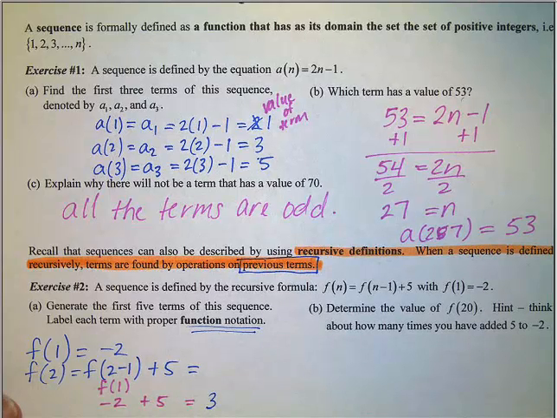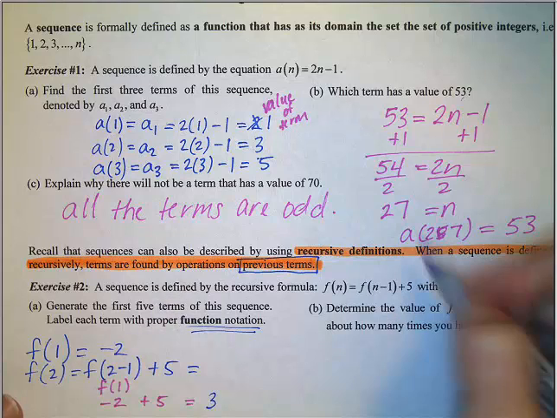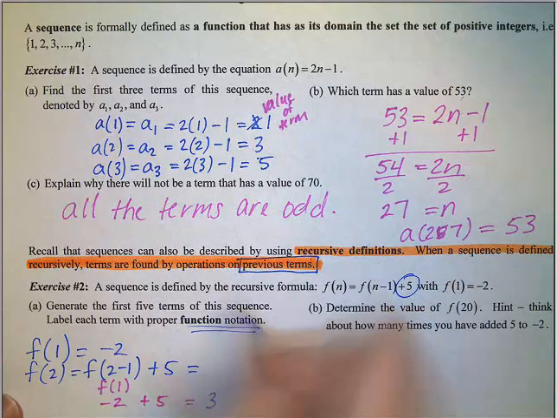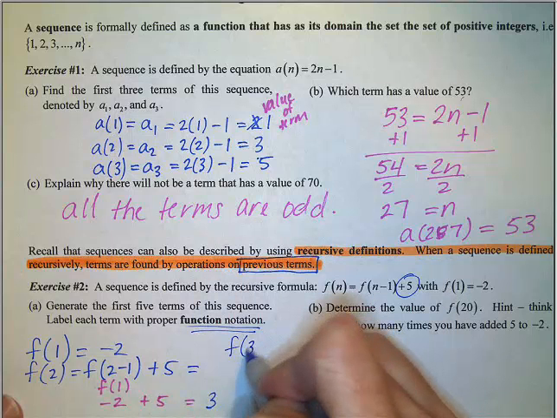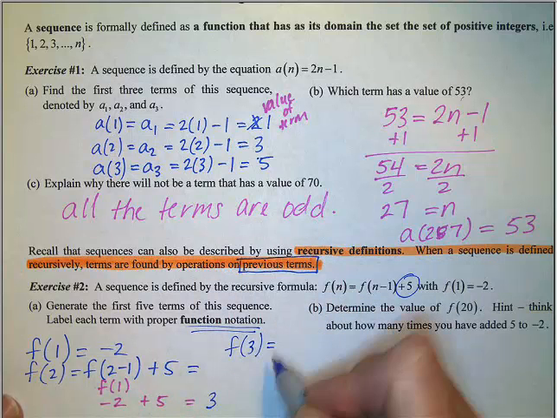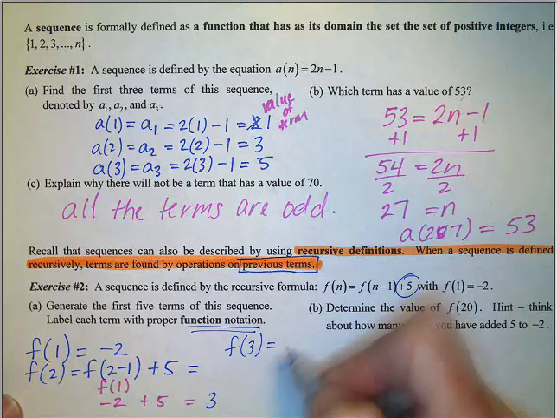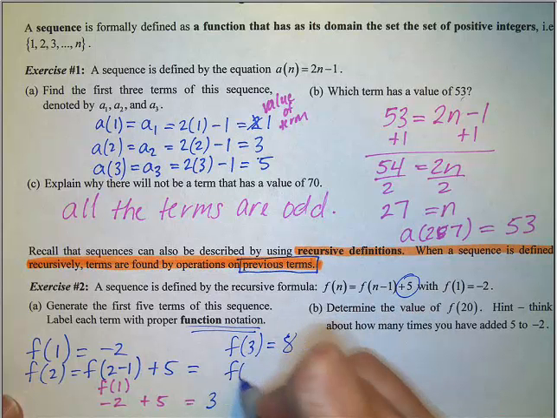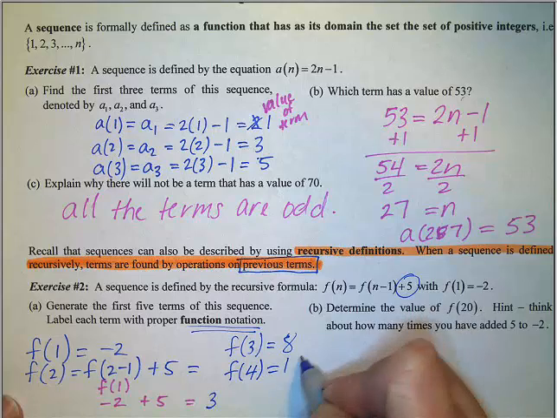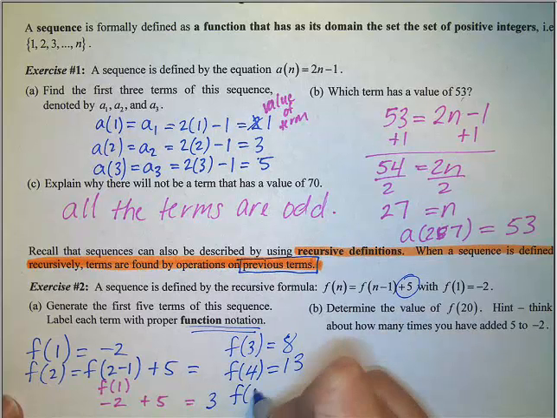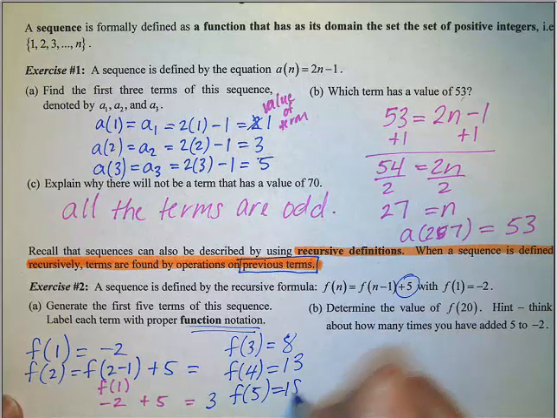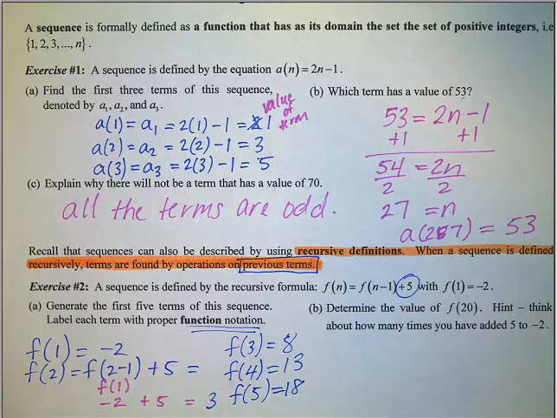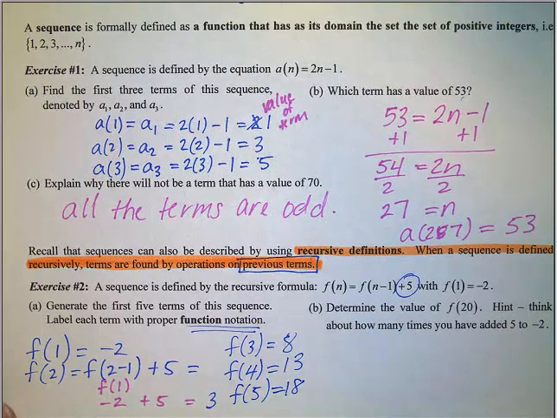So again, what did I do to negative 2 to get 3? I added 5. So I wanted to show you in this first one how we got it, but really we can just keep adding 5. So f of 3, add 5, we get 8. f of 4, add 5, we get 13. f of 5, add 5, we get 18. So all it's saying is add 5 to the previous term.